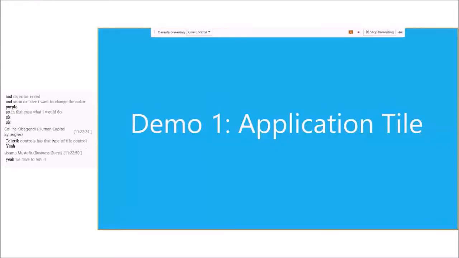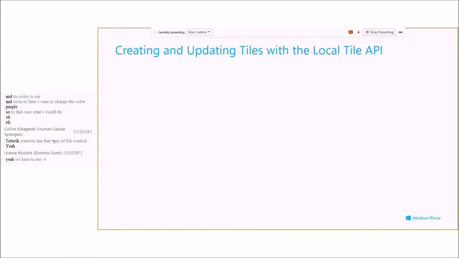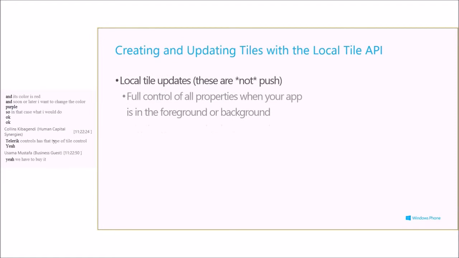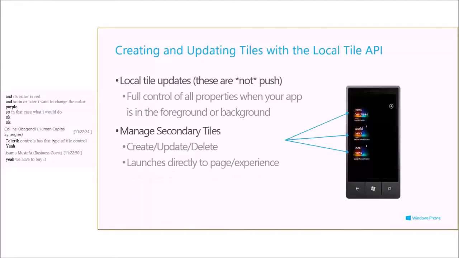So let's go through how to create the application tile, and then we do both demos, the application and the secondary together. You use secondary tiles to place on the start screen a tile that is relevant to a particular event or some feature of your app. Like, as we mentioned, if you want to pin your favorite team or your favorite friend on the start screen to get the updates without having to open the application through the normal path that you would follow.